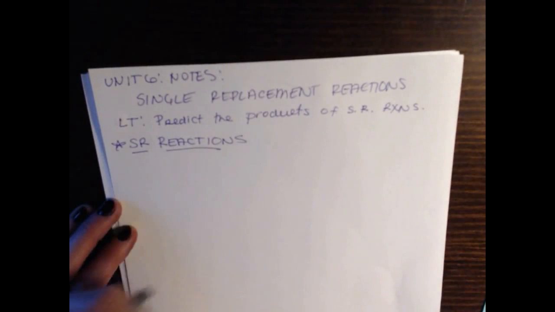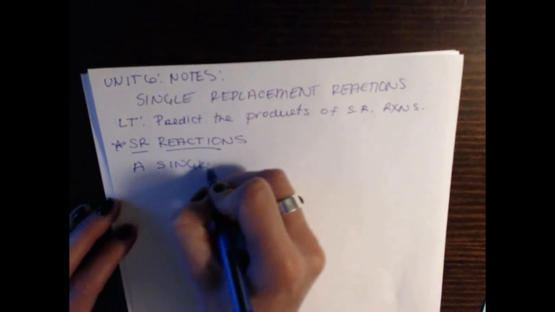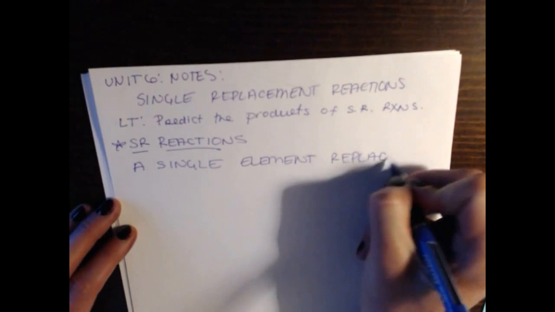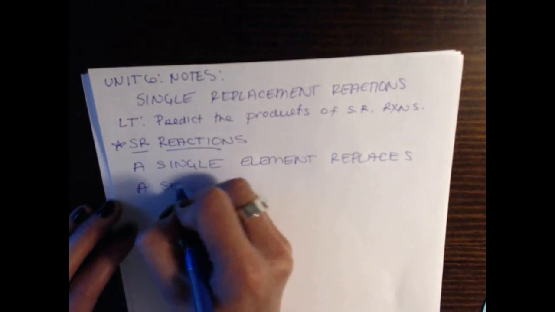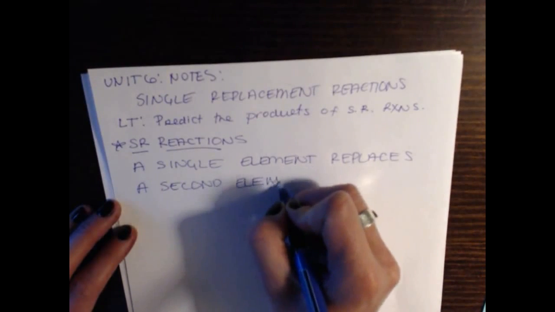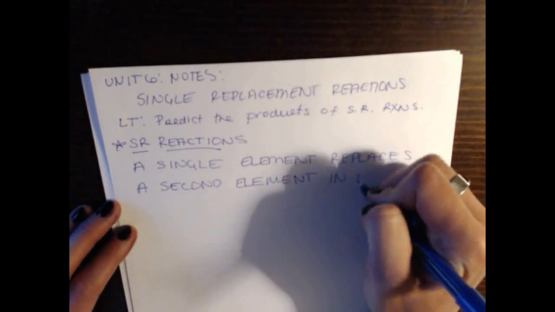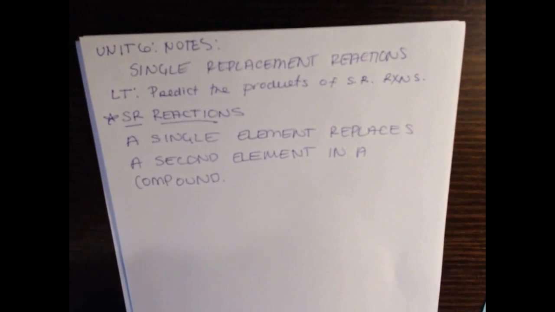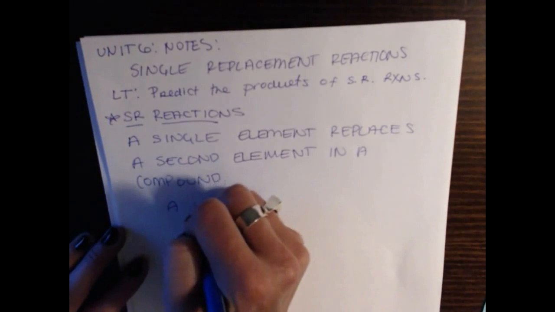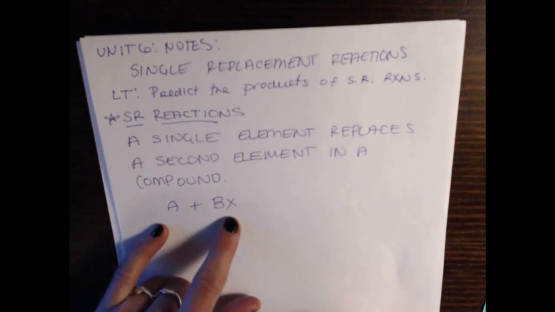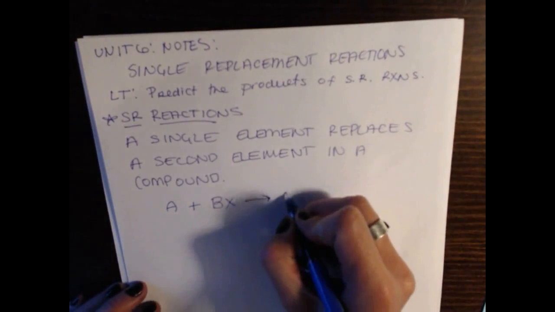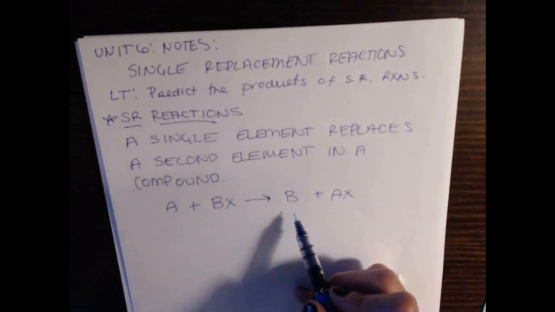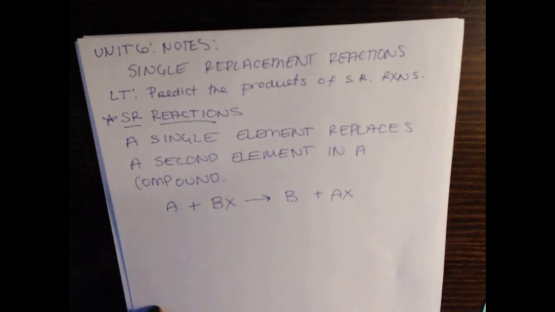So in an SR reaction, single replacement reaction, a single element replaces a second element in a compound. So we have a generic way that we can write single replacement reactions. That'd be A plus BX, element A plus compound BX, yields element B plus compound AX. So A replaced B in this reaction to form a new element and a new compound.